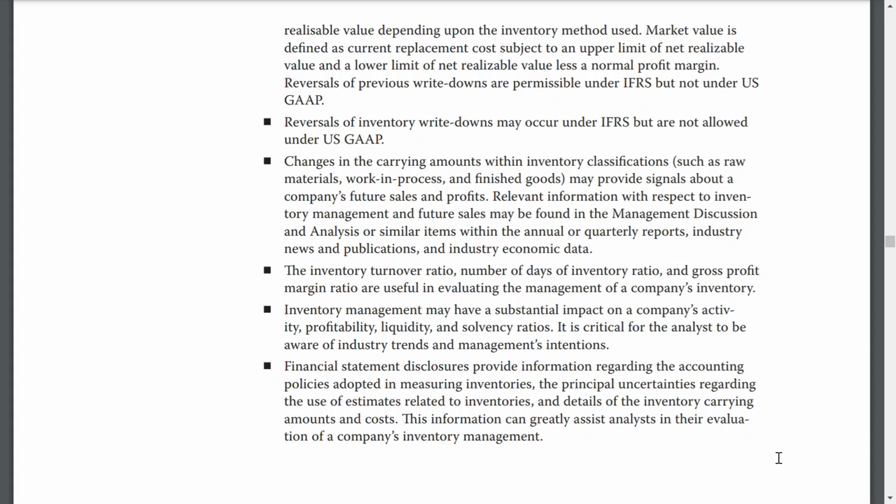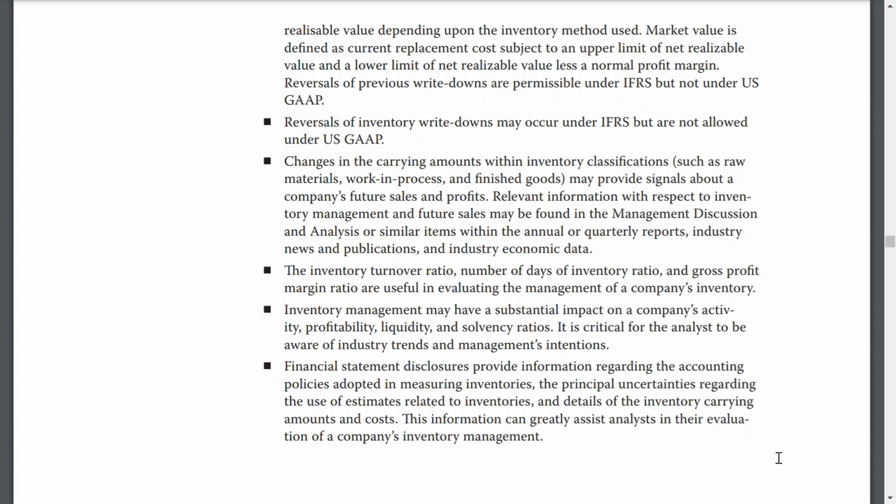Inventory management ratios, the number of days in inventory ratio, and the gross profit margin ratio are used to evaluate management of a company's inventory. Inventory method may have a substantial impact on the company's activity, profitability, liquidity, and solvency ratios. It is critical for the analyst to be aware of industry trends and management decisions.